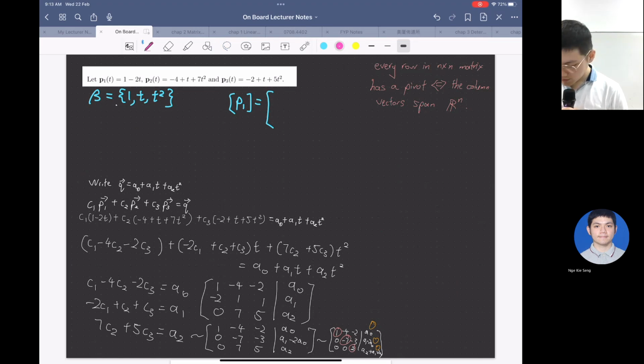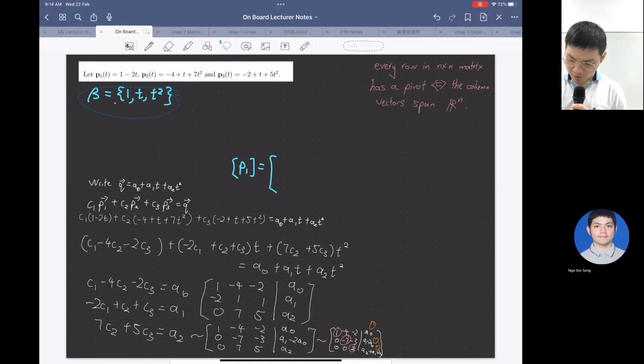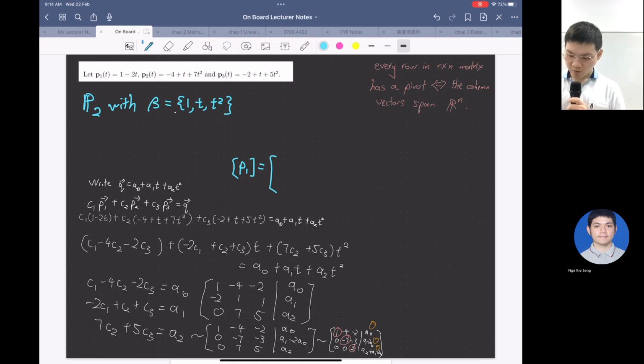From today, we learned that P2 has a basis. What is the basis of P2? It is 1, t, and t squared. Is everyone okay with this? This is what we said at the start of the class. So this is the basis of P2.